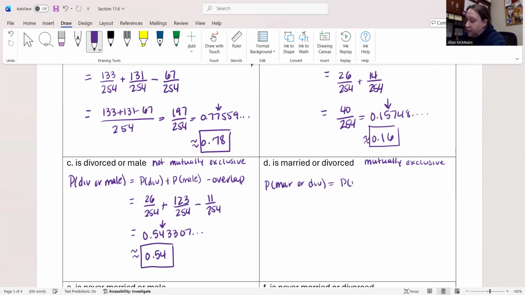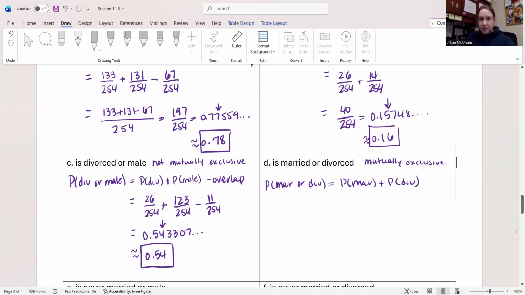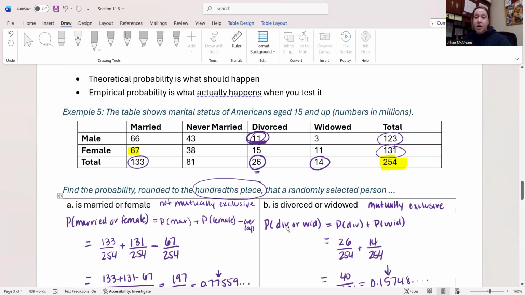So we want the probability of married or divorced. That's going to be the probability that you're married plus the probability that you are divorced. And let's see how many we have. If we scroll back up, there are 133 million married.